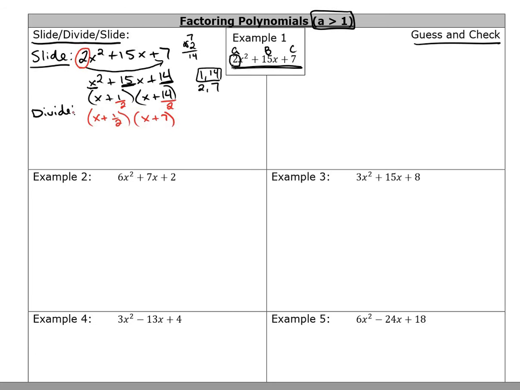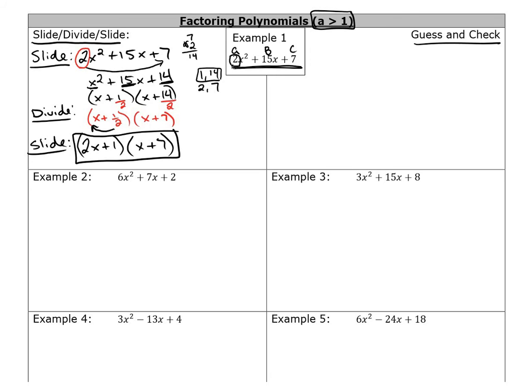Now we're done with the divide step, and we conclude with one last slide step. This last slide step is where we take any denominator and slide it back to the front in front of the x. This is really multiplying both terms in the binomial by 2, but we're referring to it in this case as sliding it. So we now have 2x plus 1. This term does not have a denominator, so it stays the same. There's nothing to slide. That's our answer.